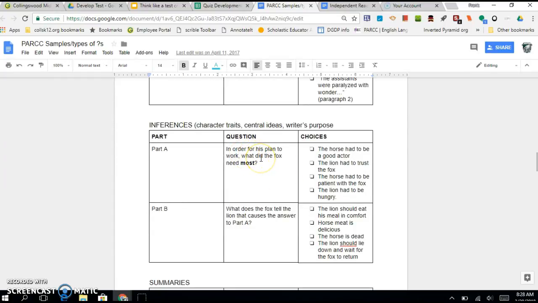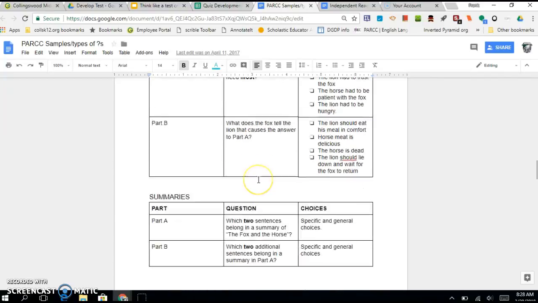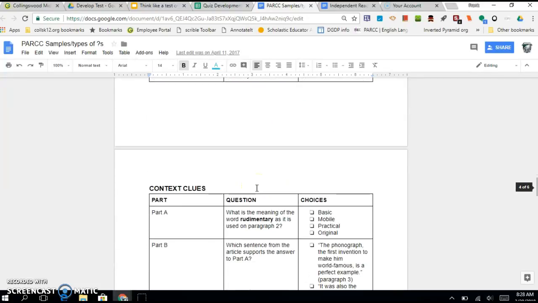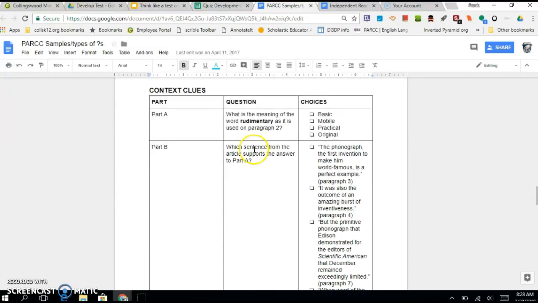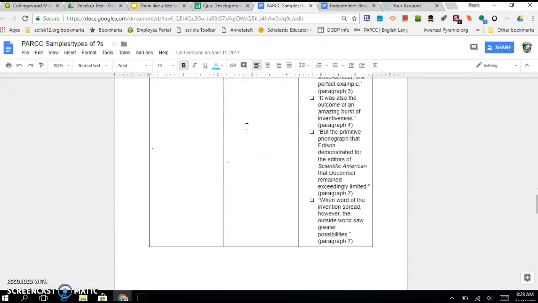Inferences. What did the fox need most? Cite. How would you best characterize Joey from Friends? What is the writer's purpose? You have to make an inference. And then there would be some evidence. Summaries. Which two sentences belong in the summary? You're going to give some choices. Context clues. What is the meaning of the word as it's used?